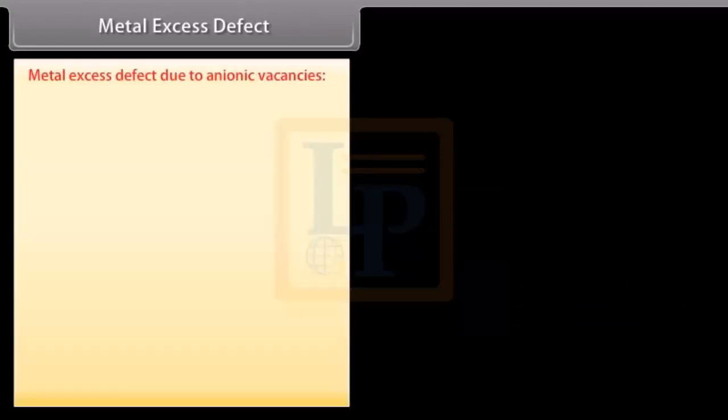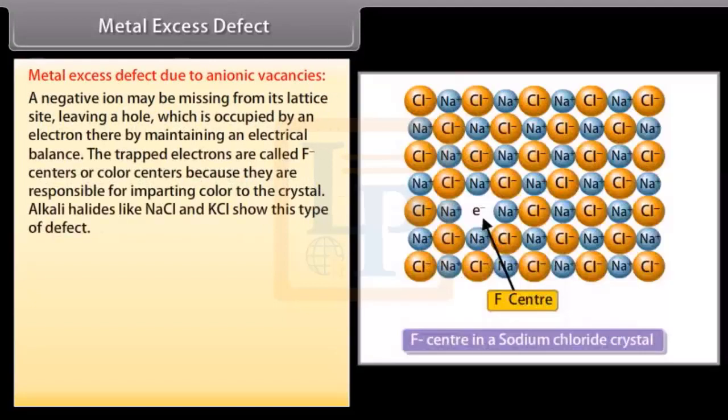Metal excess defect. Metal excess defect due to anionic vacancies. A negative ion may be missing from its lattice site, leaving a hole which is occupied by an electron, thereby maintaining an electrical balance. The trapped electrons are called F centers or color centers because they are responsible for imparting color to the crystal. Alkali halides like NaCl and KCl show this type of defect.